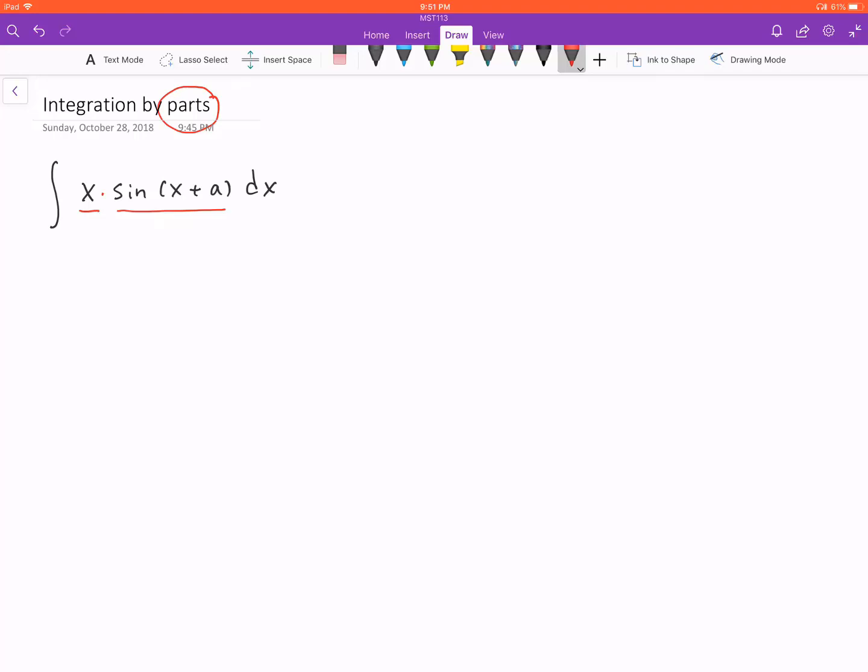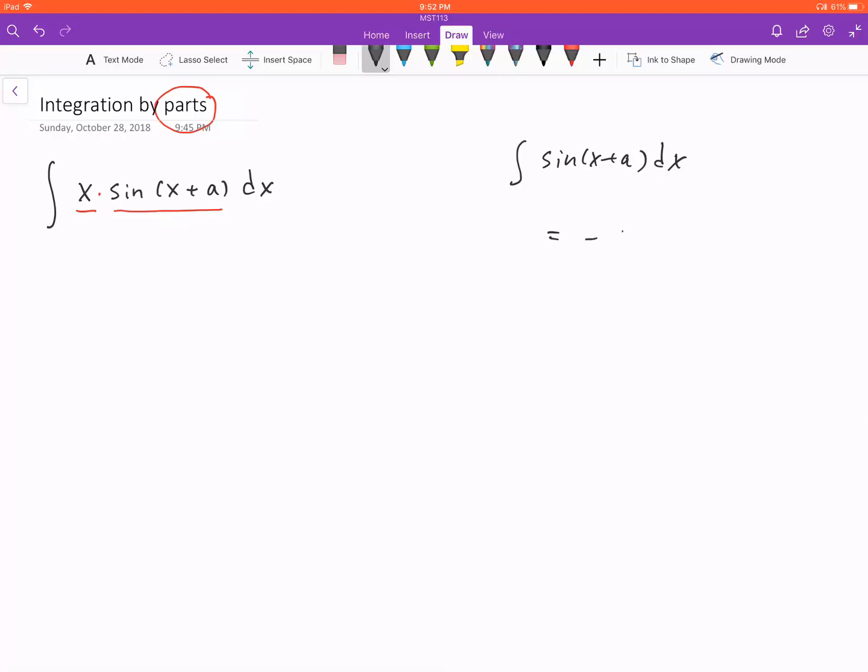So indeed, we have a rule. If you have a polynomial multiplied by either sine or cosine or e to a certain power, then you integrate sine or cosine first. We will see why. Okay, so now we integrate this sine(x + a) dx part first. And this is what we have. So we have negative cosine(x + a) plus C.